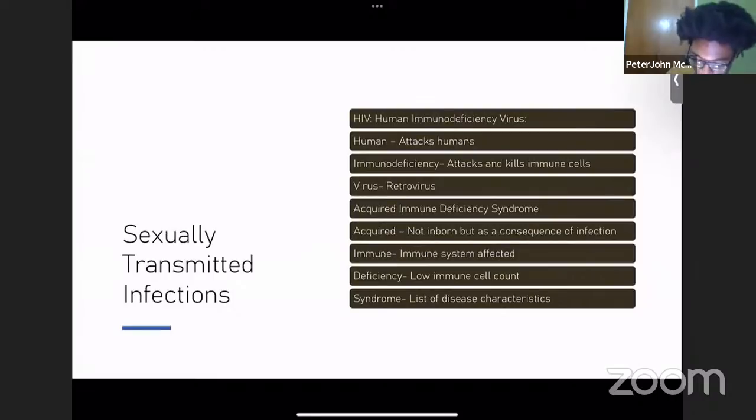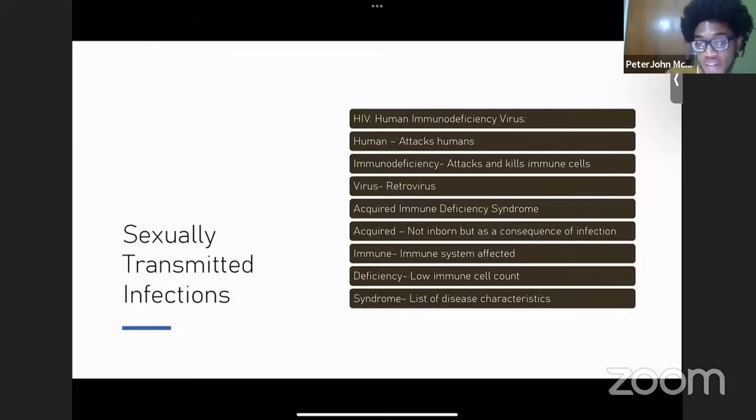I'm just breaking down the word HIV. What does HIV mean? Human immunodeficiency virus. Human, it attacks humans. Immunodeficiency, it attacks and kills immune cells, so you have a deficiency of immune cells. Virus: it's a retrovirus, which is just a type of virus.